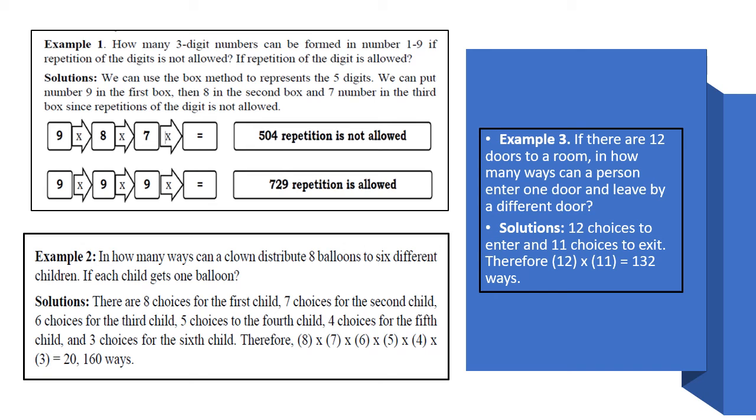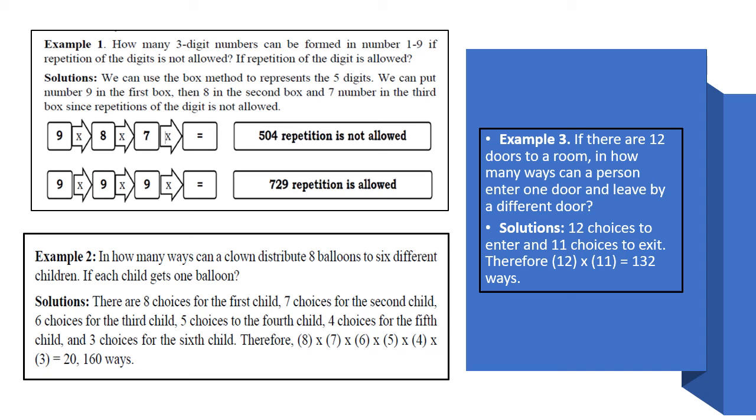How many three-digit numbers can be formed from the numbers 1 to 9 if repetition of the digit is not allowed, and if repetition of the digit is allowed? Solution, we can use the box method to represent the digits. So we can put 9 in the first box, then 8 in the second box, and 7 in the third box. Since repetition is not allowed, we have 504. And the second one is 729, where repetition is allowed.